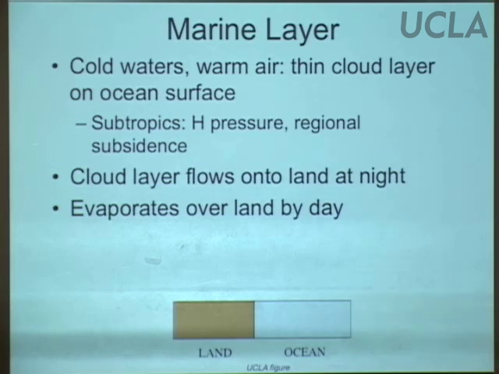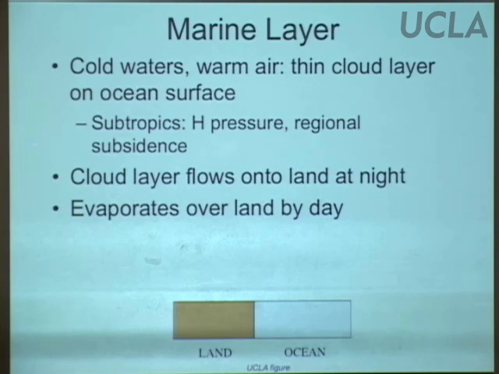Okay? So if we have cold water offshore and warm air from somewhere else is flowing over it that has lots of water vapor carried in it in the gas phase, you may actually not be able to hold on to it once it comes into contact with that cold water, and you may make a layer of clouds right near the surface. We could call that a fog, or we could call it a marine layer. They're kind of related ideas.